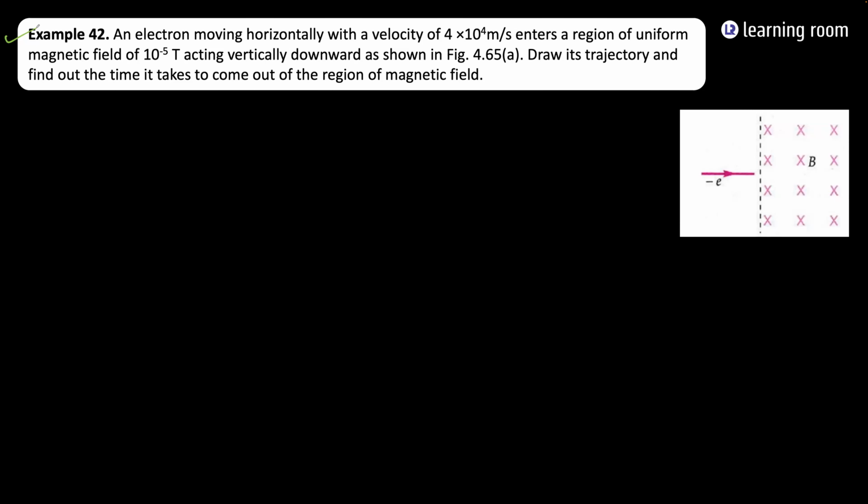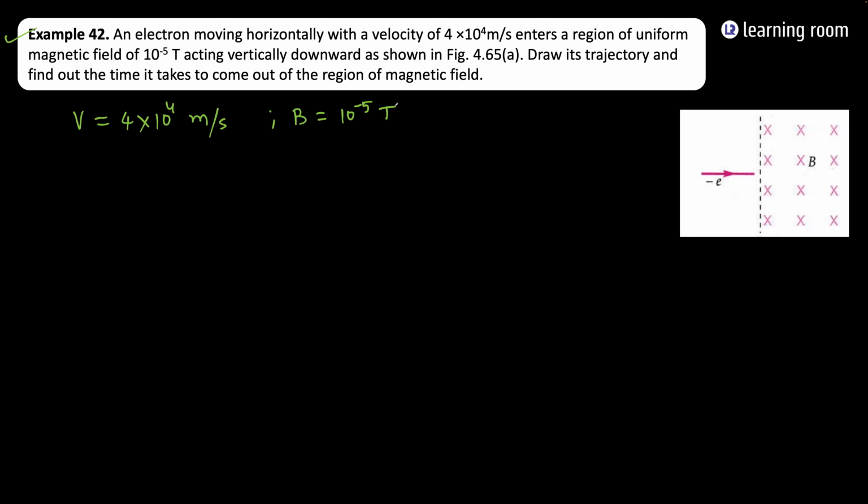So an electron moving horizontally with a velocity of 4 into 10 power 4 meter per second enters the region of uniform magnetic field of 10 power minus 5 Tesla, acting vertically downward. It is acting into the plane, right? So what is the velocity of the electron? Velocity is going to be 4 into 10 power 4 meter per second. It enters a region of magnetic field of how much value? 10 power minus 5 Tesla, right? Which is acting vertically downward. Actually, it is into the plane.